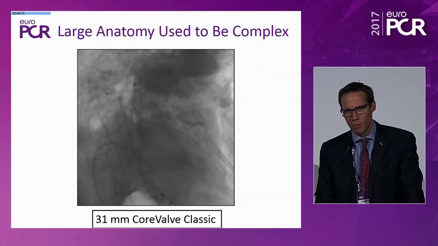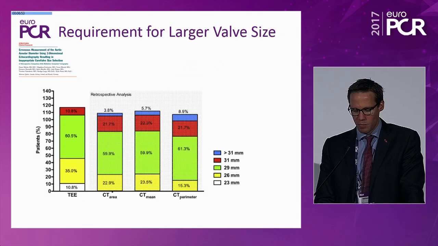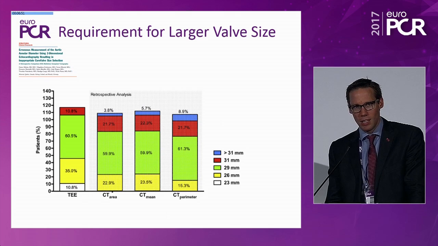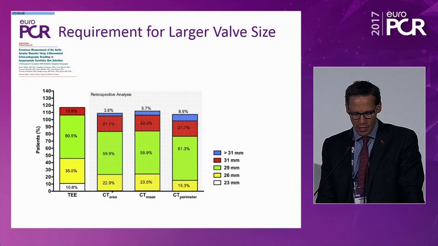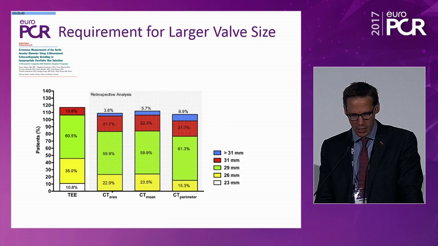But nevertheless, we did have a significant proportion of patients who needed larger technology. This is a study from many years ago in a German population, comparing transesophageal echo sizing to CT perimeter.